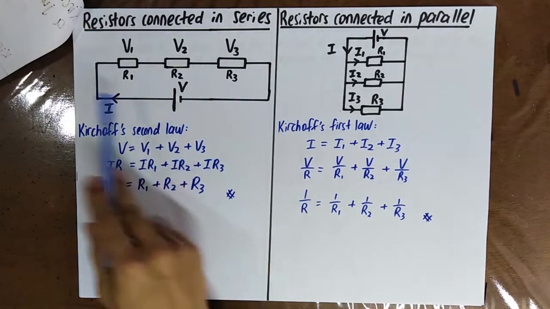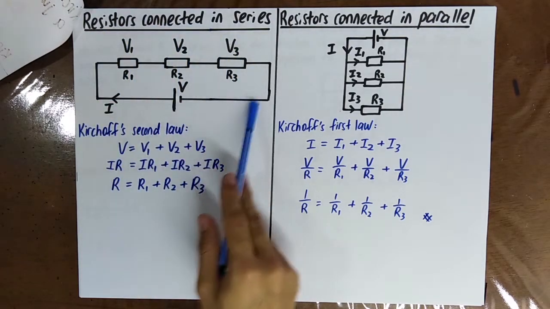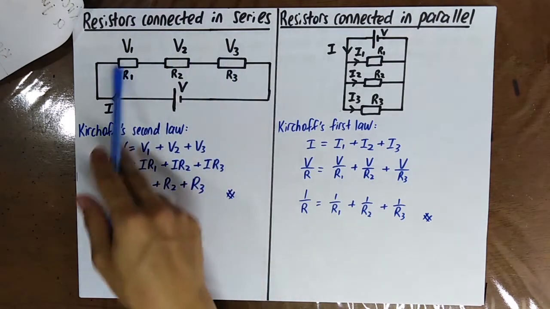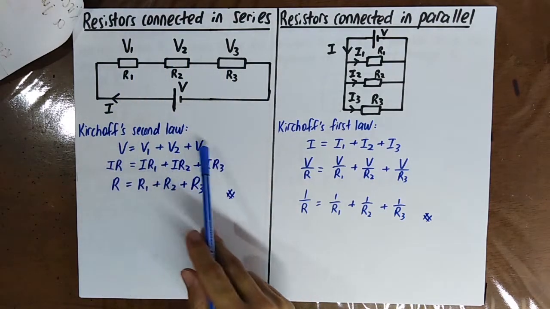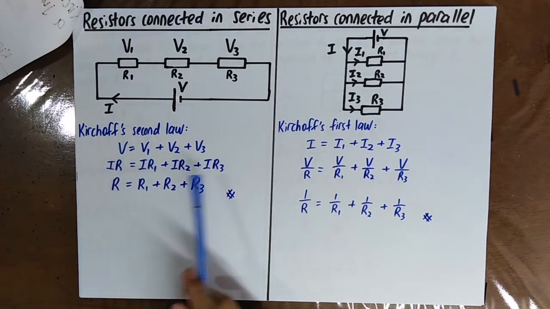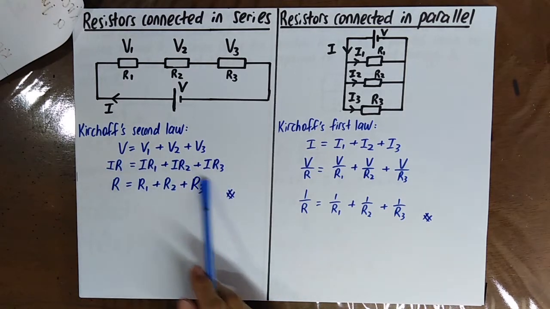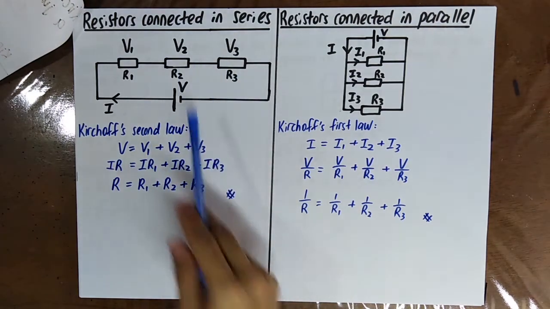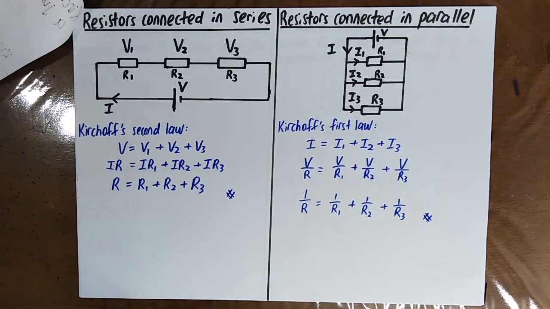Okay, these are resistors connected in series. From Kirchhoff's second law, you know that the summation of the potential change inside this closed loop is equal to 0. Okay, so from this, you know that the equivalent resistance is like this, when the resistors are connected in series.